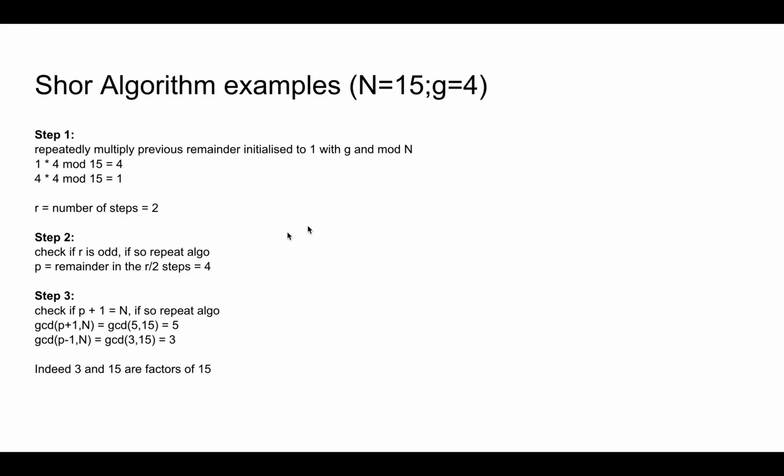Anyways, we take the GCD of p plus 1 comma n, which is the GCD of 5 comma 15, which is just 5, since 5 is the greatest common divisor between 5 and 15. And then we also take the GCD of p minus 1 comma n, which is 4 minus 1 comma 15, so the GCD of 3 comma 15 is going to be 3. And indeed 3 and 5 are the factors of 15, specifically 15 equals 3 multiplied by 5.